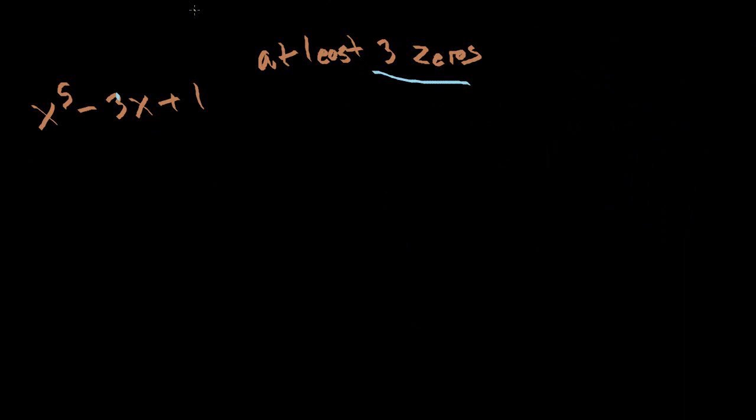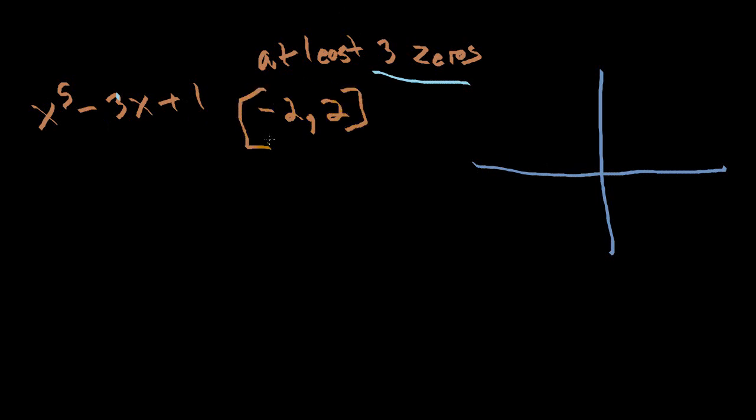Now I'm going to be using the Intermediate Value Theorem in order to answer this. Let me just redraw that graph actually. Prove that there are at least 3 zeros or 3 solutions to this function within the interval, let's say the interval from -2 all the way up to +2. So we have that interval of x's to work with to prove that there are 3 solutions to this problem.